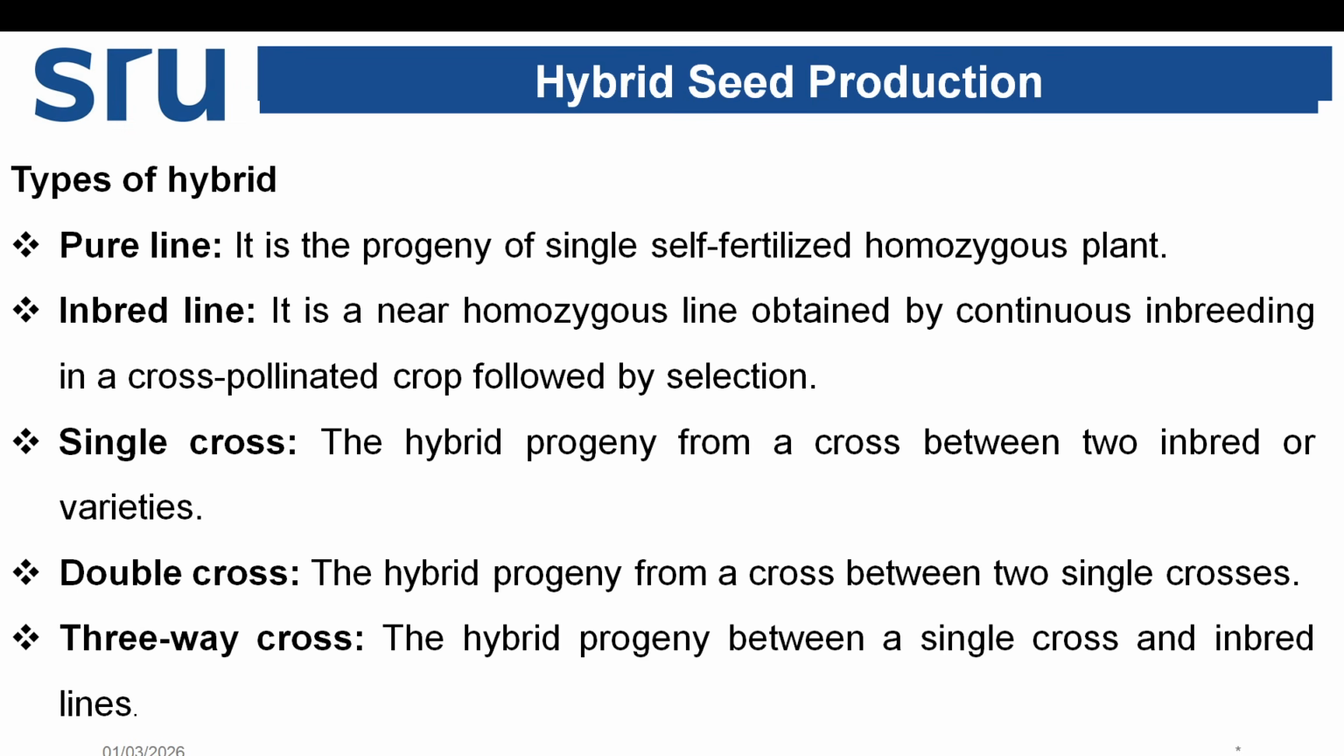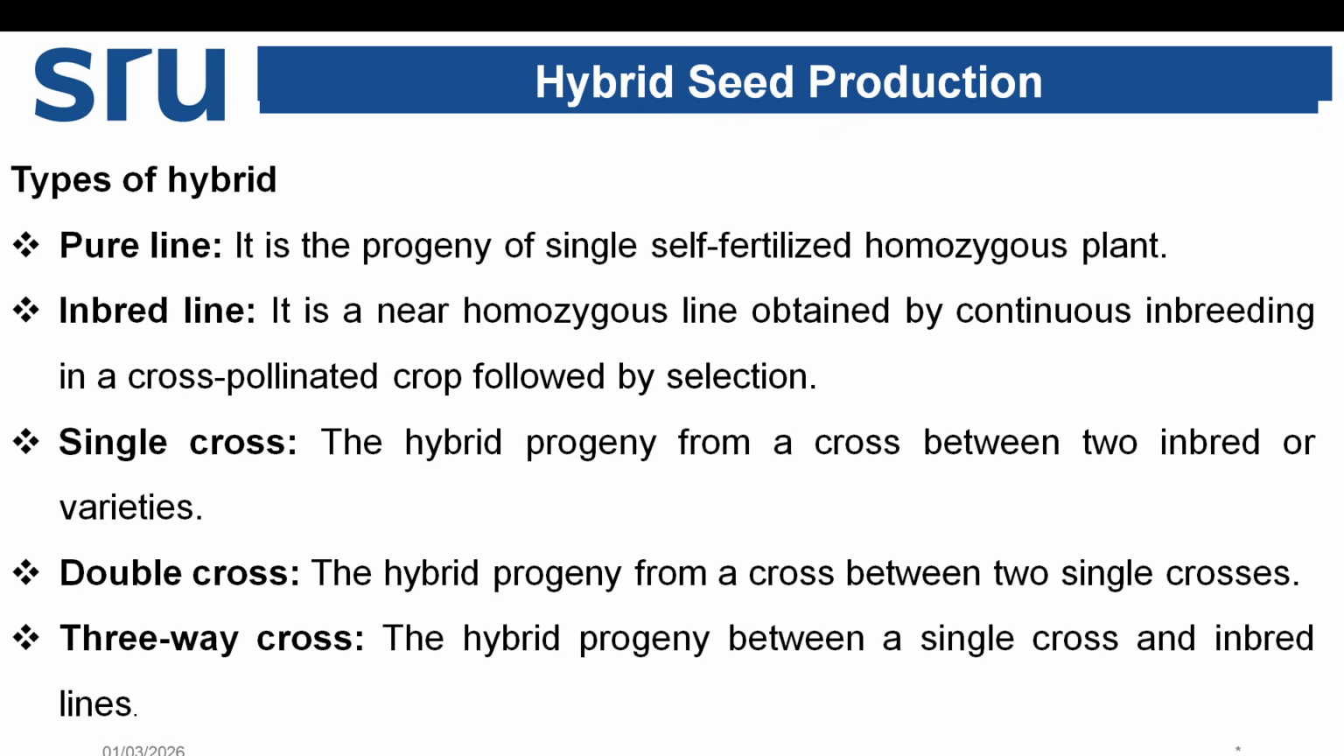Let's see some types of hybrids. Before that, we'll see what is meant by pure line. What is a pure line? This pure line is the progeny of a single self-fertilized homozygous plant. That's why the name itself indicates pure line. It is the progeny of a single self-fertilized homozygous plant. Next, what is meant by inbred line?